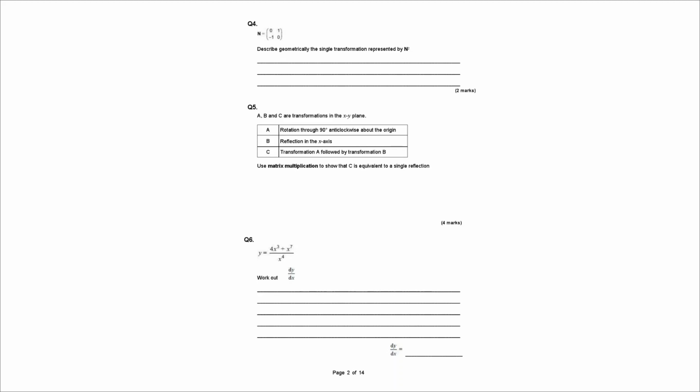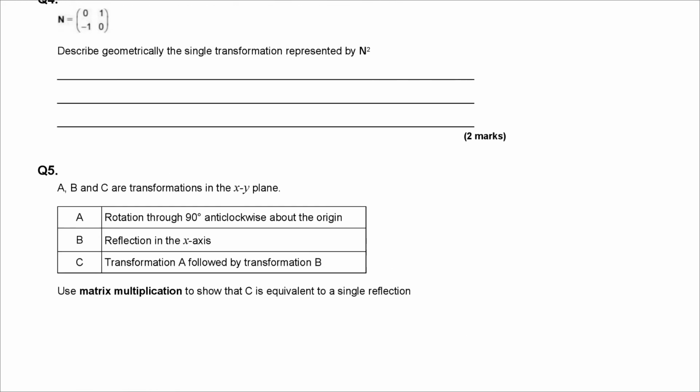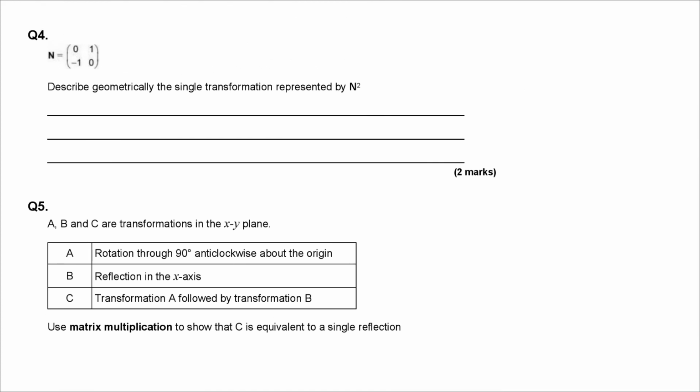Right, number 4. This one is another matrix transformation question, and it says, describe geometrically the single transformation represented by n squared. Well, let's first of all work out what n squared is going to be equal to. That's going to be taking the matrix 0, 1, minus 1, 0 and multiplying it by itself. So 0, 1, minus 1, 0.